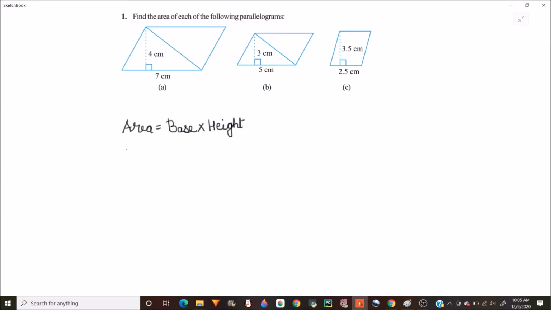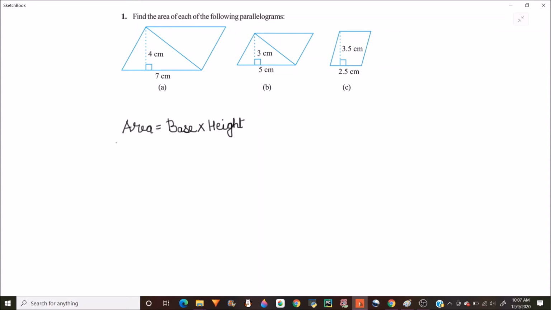The difference between a parallelogram and a rectangle is that in a rectangle the height is given by the breadth of the rectangle, as it is perpendicular to the base. In case of a parallelogram, we need to find the height of the parallelogram. To find the height of any figure, we should know that it is perpendicular to the base of the figure. In the following figures, we have been given the height of the shape, which is perpendicular to the base.